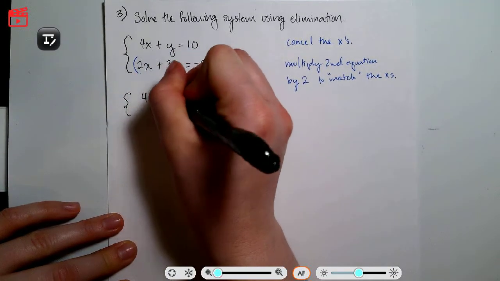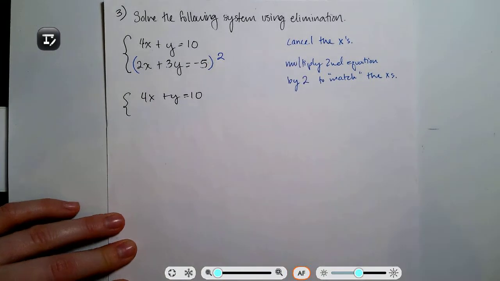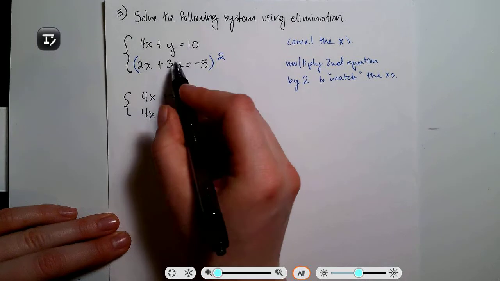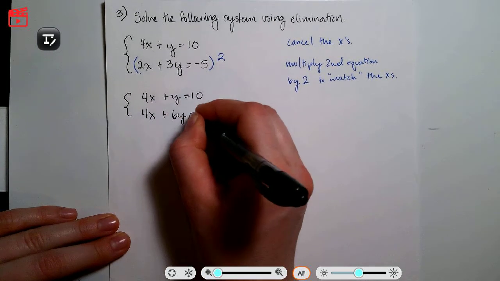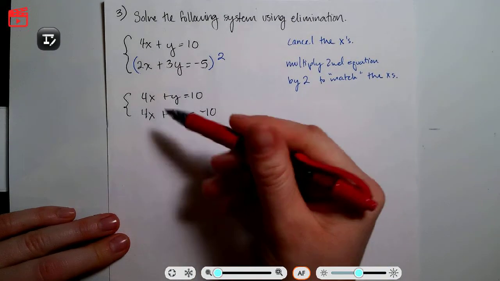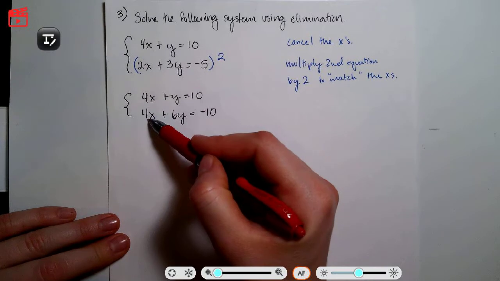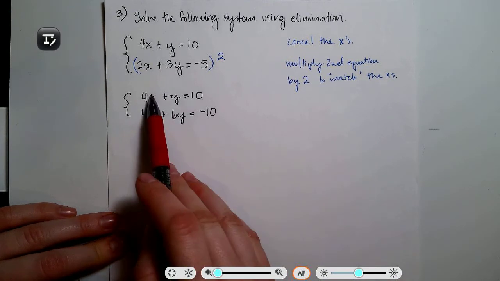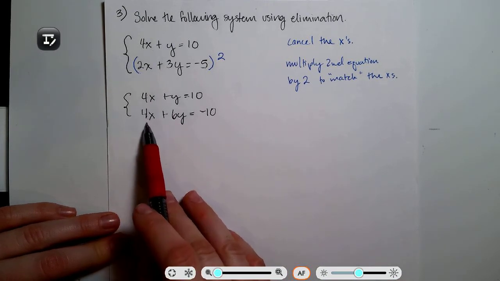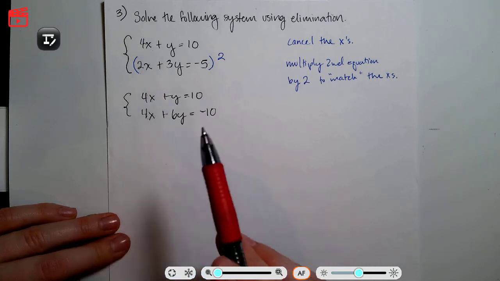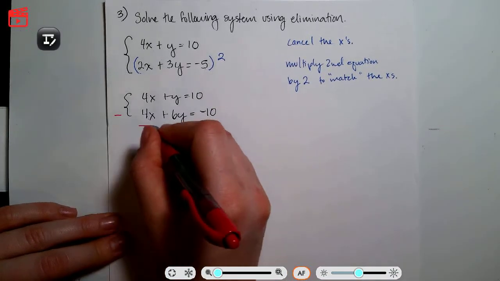So we have 4x plus y equals 10. That equation has not changed. I didn't multiply it by anything. The bottom equation, however, becomes 4x plus 3 times 2, 6y, equals negative 5 times 2, negative 10. All right, now take a look at this. The x's are matched, 4 and 4. So I need to decide, am I going to add these equations together or subtract them? If I added, I would get 4x plus 4x, which would get 8x, and that means I haven't canceled my variable. So I want to subtract them, because then I can cancel my variable.